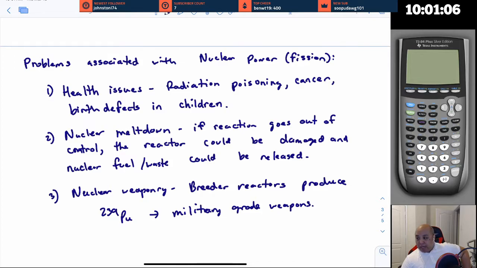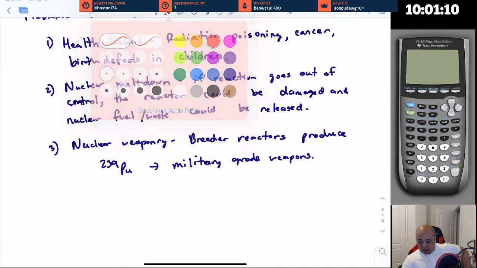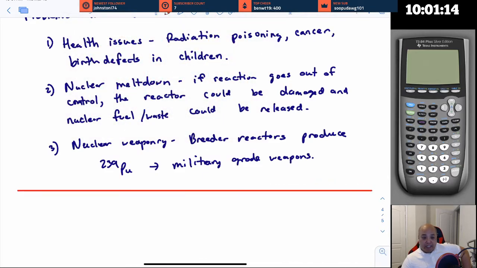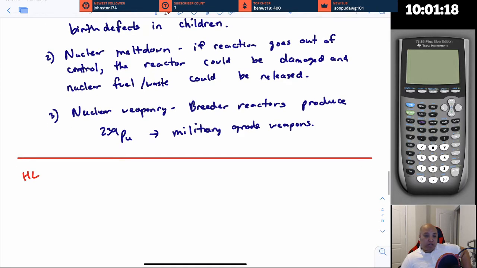Okay. All right. That is the end of SL for today. HL, we're going to talk about actually calculating the amount of energy that's being released by these fission reactions. And we're going to talk about how we actually refine and enrich plutonium, I mean uranium. And then we're actually going to talk about what happens with the chemical reactions that cause health problems.